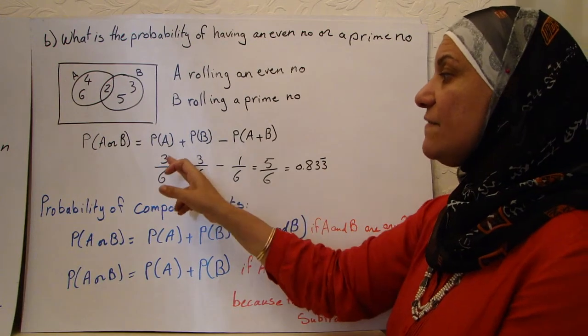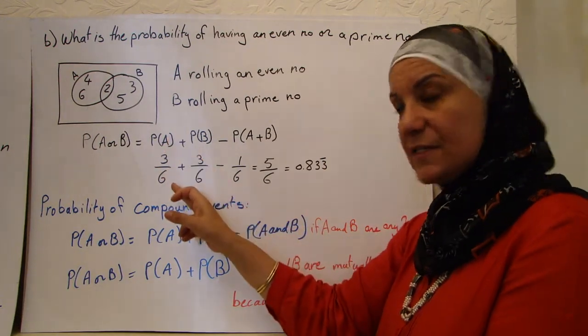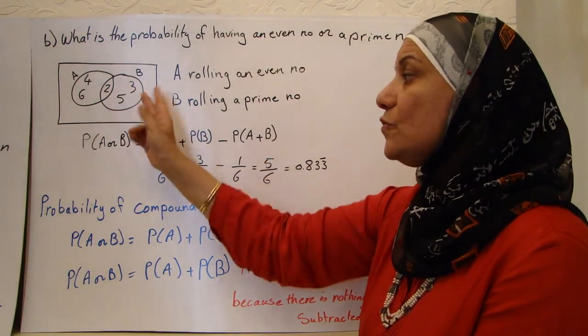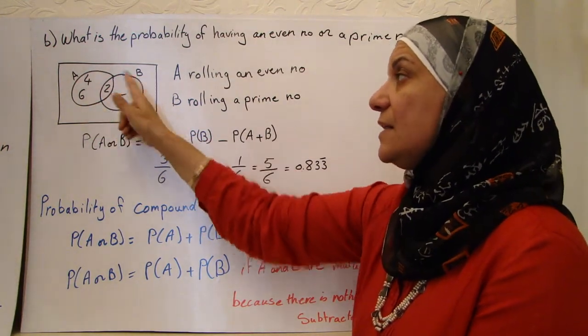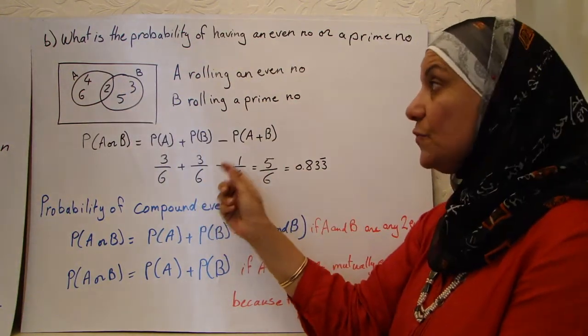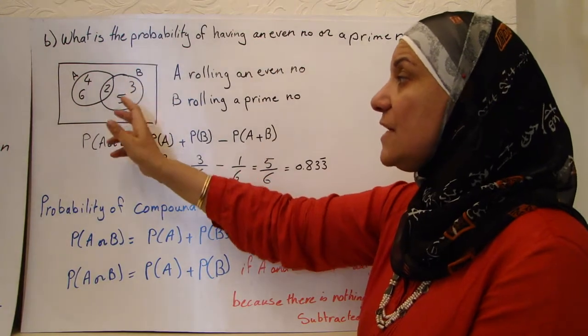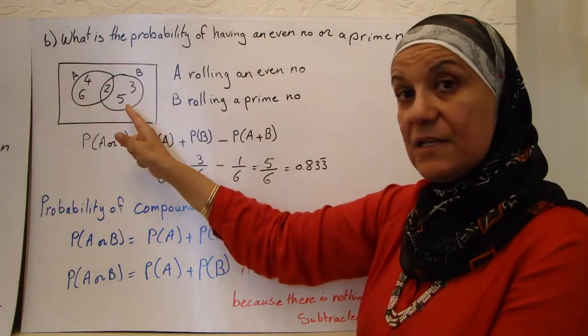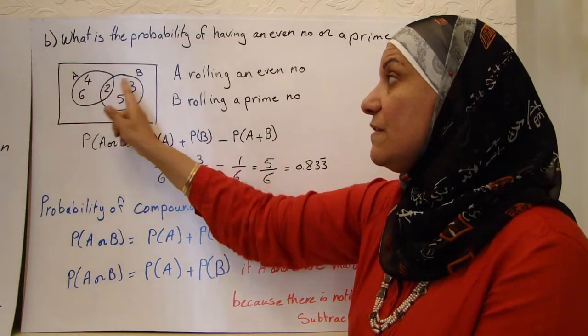Why? Because if I say that probability A is 3 over 6, probability B is 3 over 6, that means I'm counting the 2 twice. Once with the A and then again with the B. So I don't want that to happen. The real fact is only having 5 of those numbers and not 6. Can you count them together? 1, 2, 3, 4, 5.